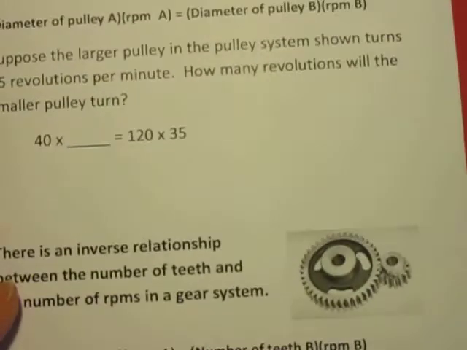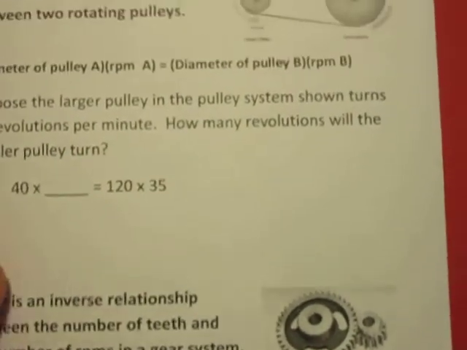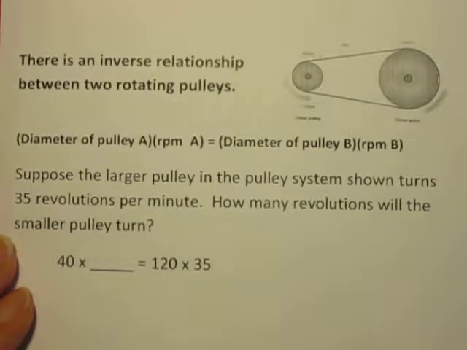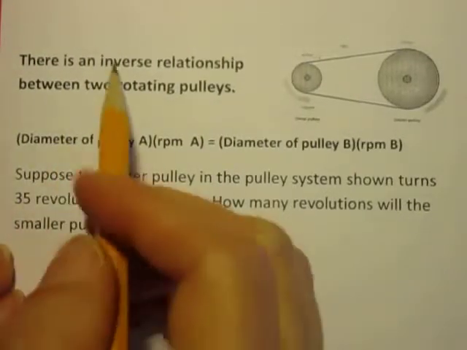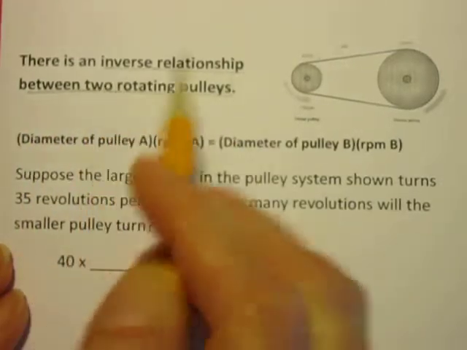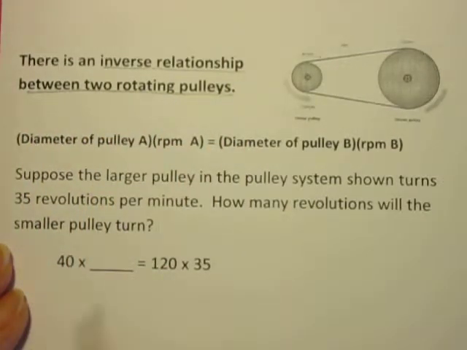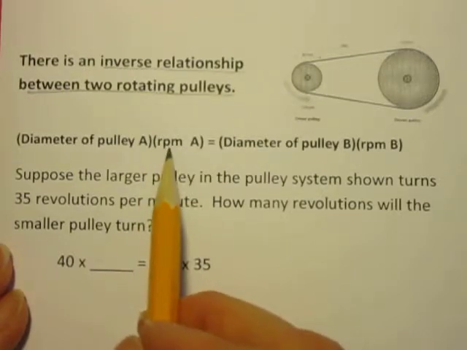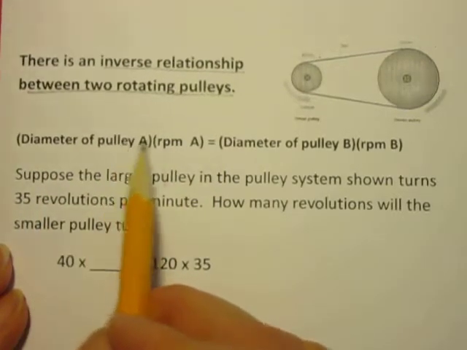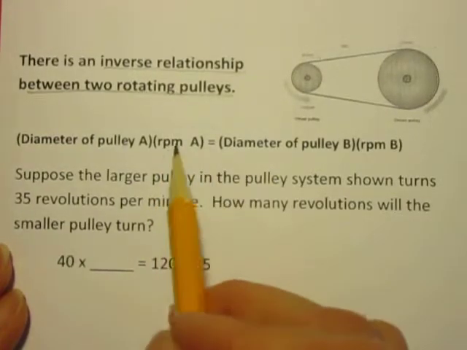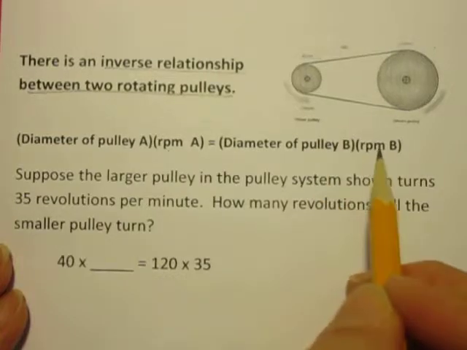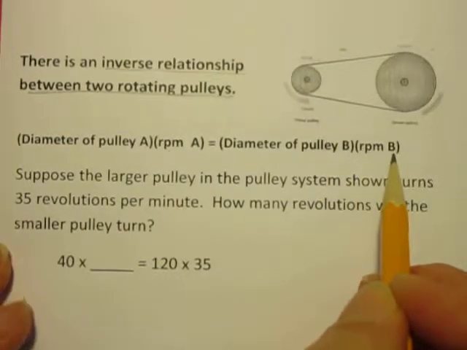Okay, going on to some examples here. We're going to look at the relationship between pulleys as well as gears. There's an inverse relationship between two rotating pulleys. So we're going to be looking at a term called rounds per minute, or revolutions per minute. And we're going to set up this equation here. The diameter of one pulley times its revolutions per minute is going to be equal to the diameter of the other pulley times its revolutions per minute.